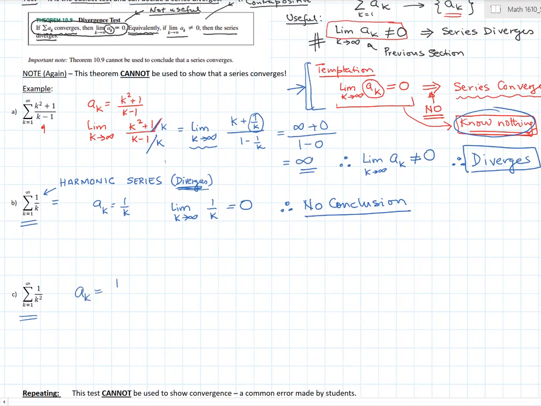Here, a_k is 1 over k squared. Oh, by the way, we know that this converges. Remember we talked about the fact that the sum is pi squared over 6. So we know that this series converges. So let's see what we get. Limit as k goes to infinity of 1 over k squared is 0. So again, we have a situation where we know that the series converges, but there is no conclusion.